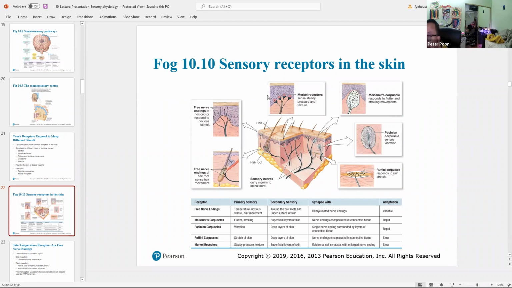See how close to the surface these things are, so they respond to very sensitive things on the surface. The Pacini corpuscle and the Ruffini corpuscle are deeper and not nearly as sensitive. The Pacini corpuscle senses vibration, or better explained as deep pressure. The Ruffini corpuscle senses stretching, not of the epidermis but of the dermal layers.